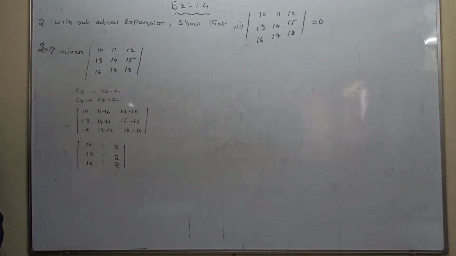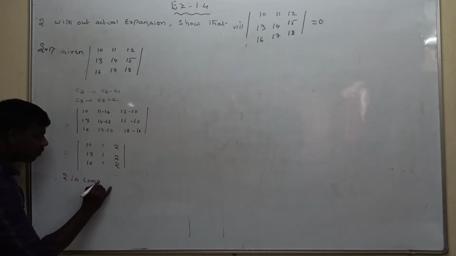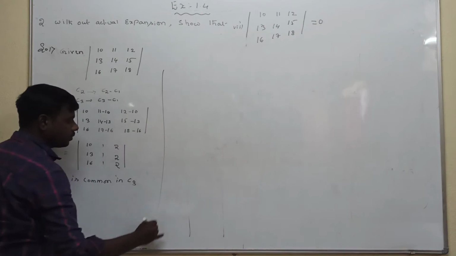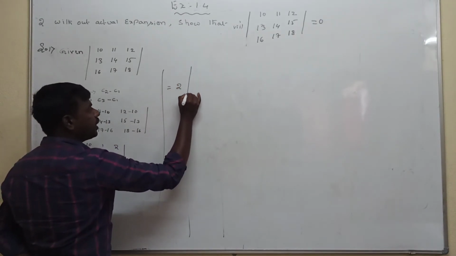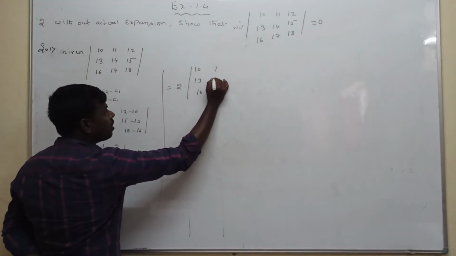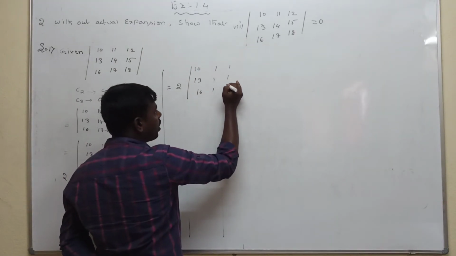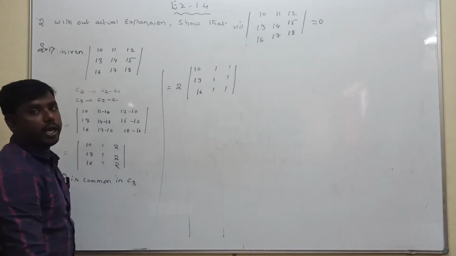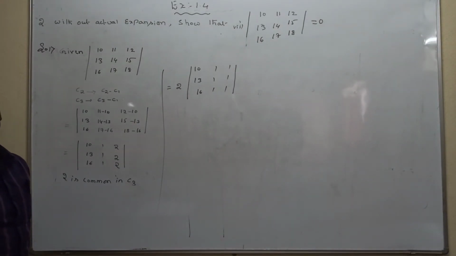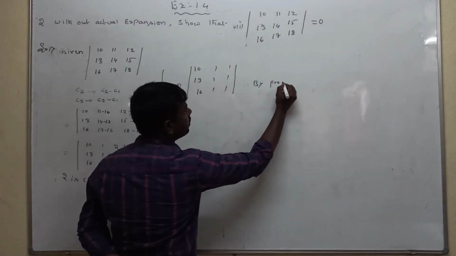Now, in the third column, what is the common element? 2 is common, so take 2 common outside. In which column is 2 common? The third column. So, taking 2 common outside, the left of the elements are 10, 13, 16, 1, 1, 1. Now, with the third column taking 2 common outside, the left of the elements are 1, 1, 1. Now, which property is suitable here? Here the second column and third column are identical, meaning by using the third property. By property 3.